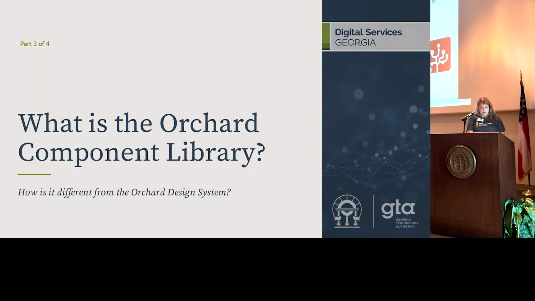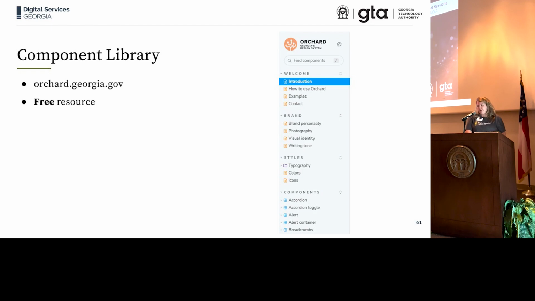Orchard also contains a component library. It's a collection of reusable components that can be used to build a variety of applications, showcasing all of your websites so they can have the same look and feel. Your applications can match your GovHub website if you have one. It's about creating that fluid experience for your constituents.